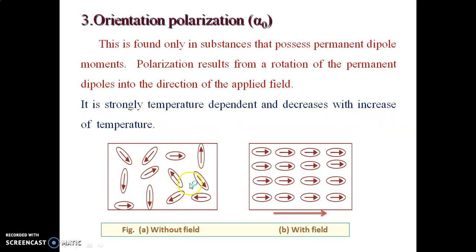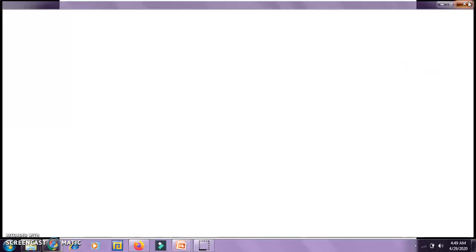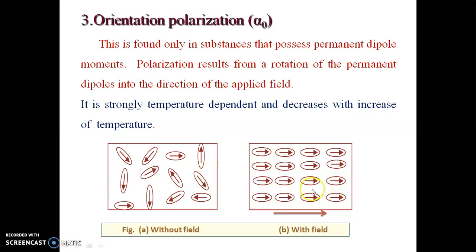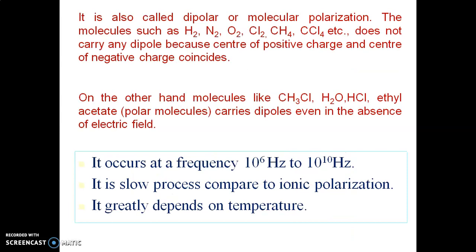So you can see the figure. This is without field. The dipoles are randomly oriented here. Now the second figure indicates how the dipoles are oriented in a particular direction, in the direction of the applied field. Clear? So it is also called dipolar or molecular polarization.